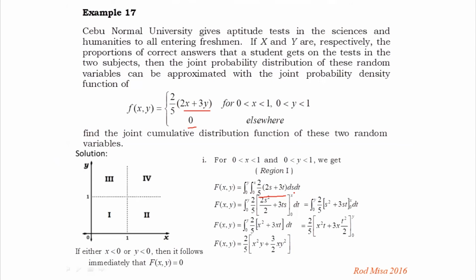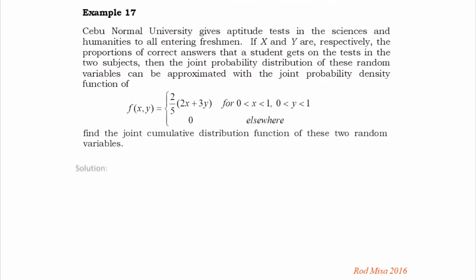So substituting our upper limit to the value of t, we have x squared y plus 3 halves of xy squared. And then distributing our constant of 2/5 to the binomial, we have 2x squared y plus 3xy squared all over 5. And this is the cumulative distribution function for region 1 here. Now let's proceed to the cumulative distribution function for region 2.